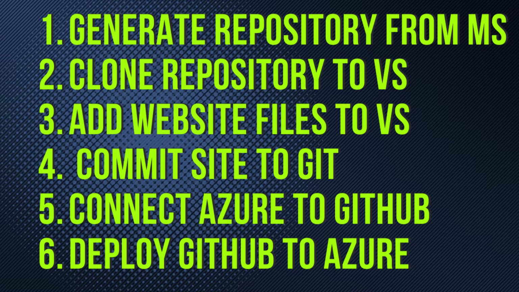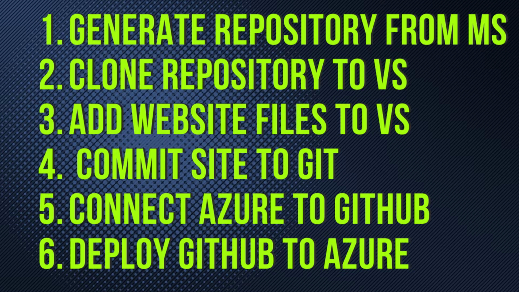So this is a vanilla empty repository. I couldn't really find any projects in Visual Studio that fit the bill for what I wanted to do. Then we will clone that repository to Visual Studio. We will add all the website files to Visual Studio into that project that we just cloned. We will commit our site to Git.